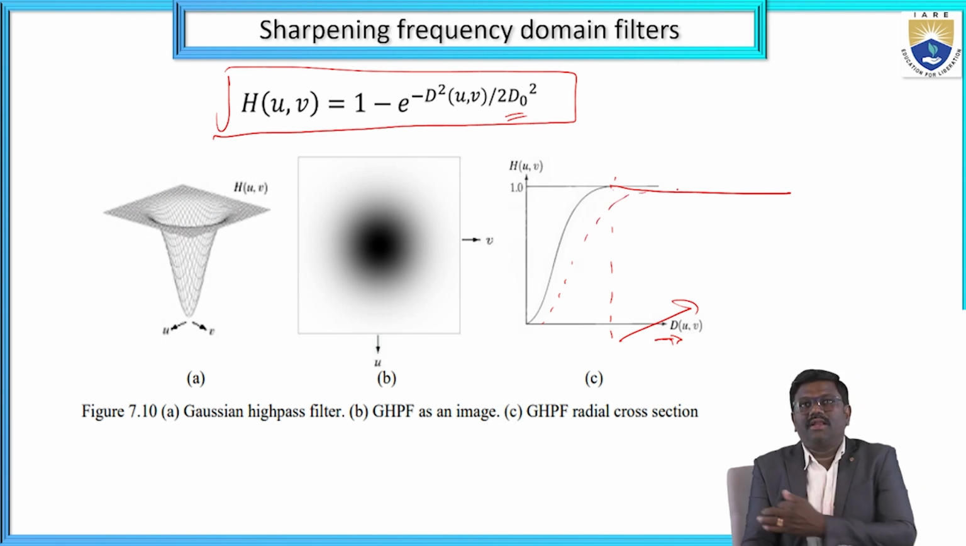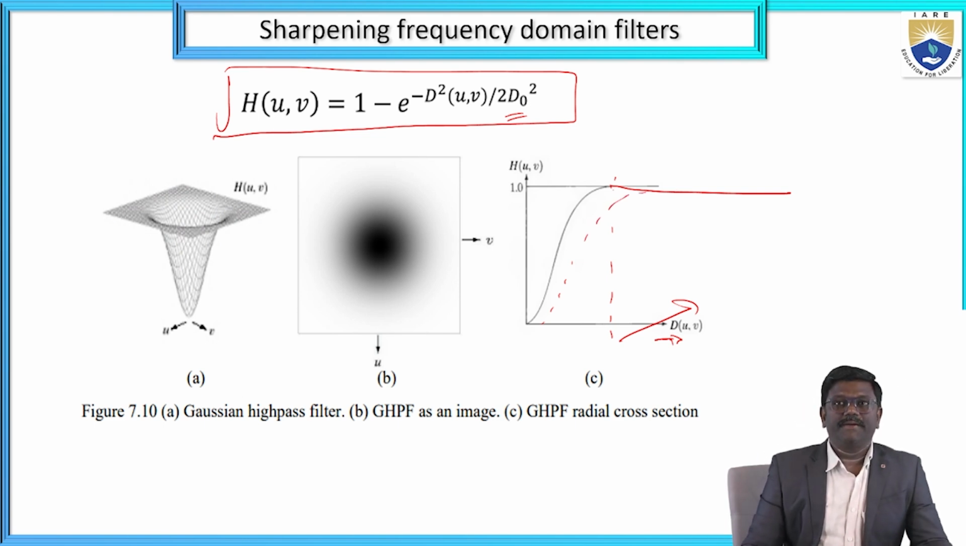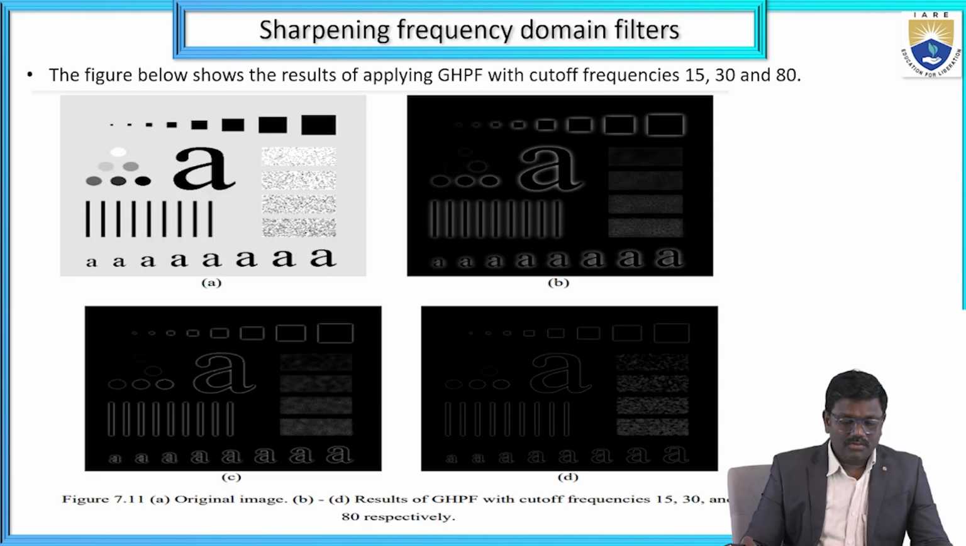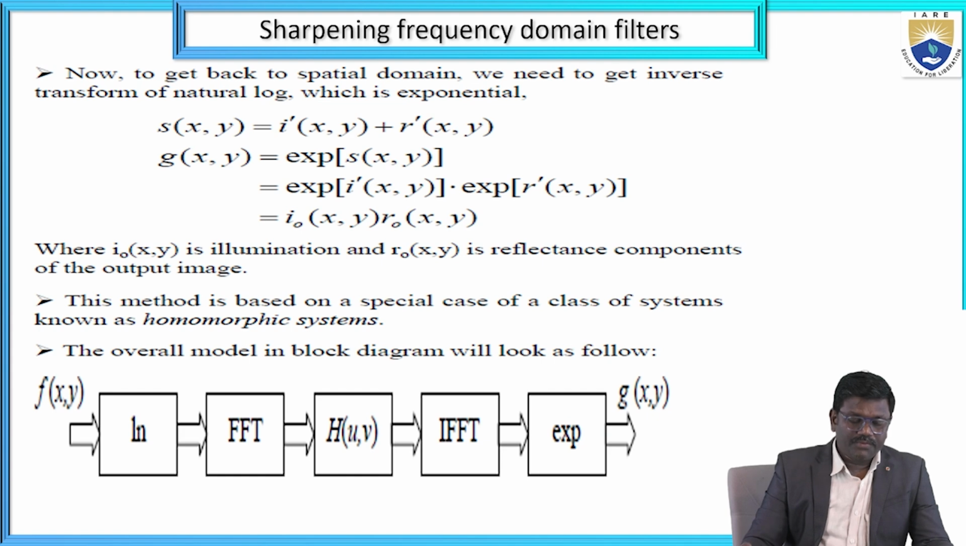So what do you mean to understand here? You understand the importance of the radial cross section, which we are concentrating on in terms of sharpening in the frequency domain filters process. So simply we can extend our discussion on sharpening in the frequency domain by the help of simple inverse transformation of the natural log, which is the exponential process, that is s of x comma y, where I dash of x comma y plus r dash of x comma y.